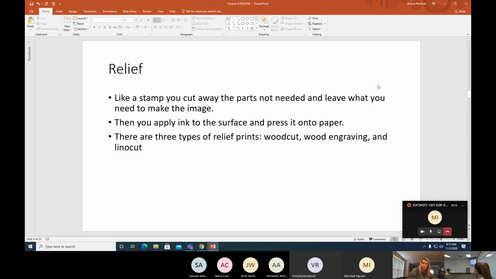Okay, we're going to start off going over relief, which is the most basic and the oldest form of printmaking and art. It's most closely associated with Japanese prints, specifically the woodcut. With relief prints, there are three types. There's woodcut, wood engraving, and lino cut. We're going to go over the differences between all of them in a second. But with relief prints, the thing that they all have in common is that you are carving away and cutting just like you would a rubber stamp to leave an impression of your image.